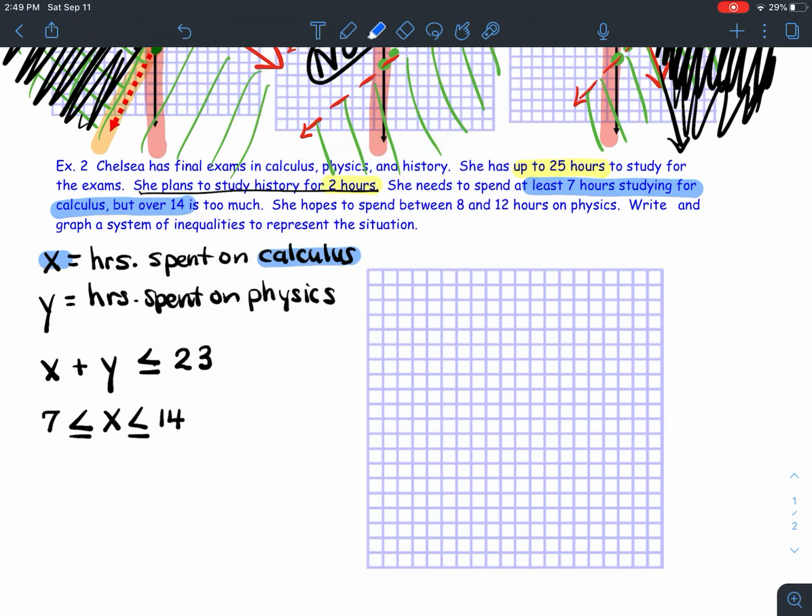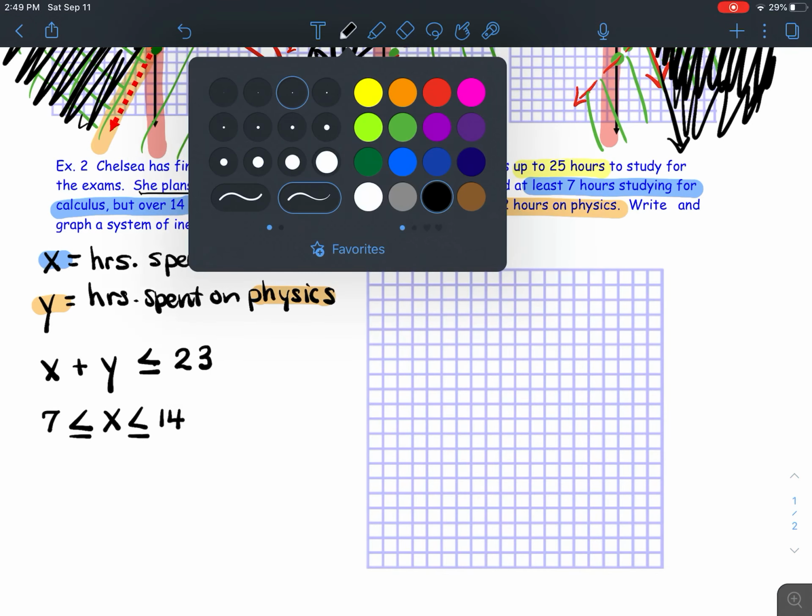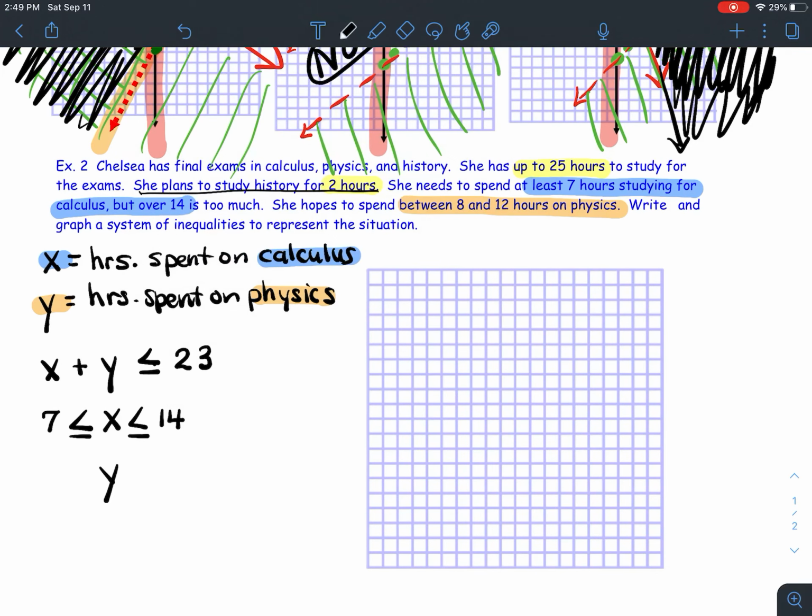And then we want to do the same thing here with the physics. She's going to spend between 8 and 12 hours on physics. Now remember, physics, that's the Y. So we want to set this up with Y, and it's really up to you if you want to put an equal to bar because it's not quite as clear, or not put an equal to bar, that's fine.